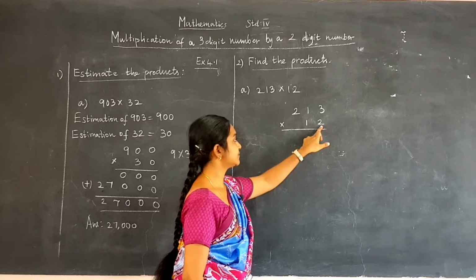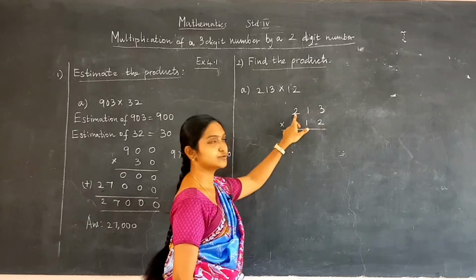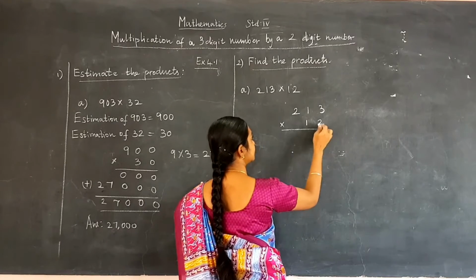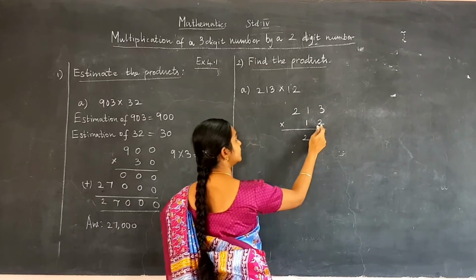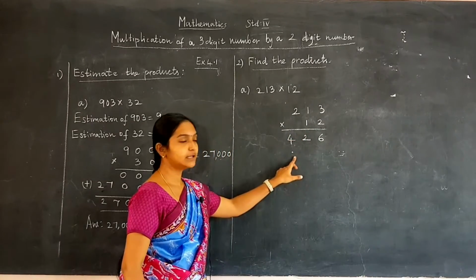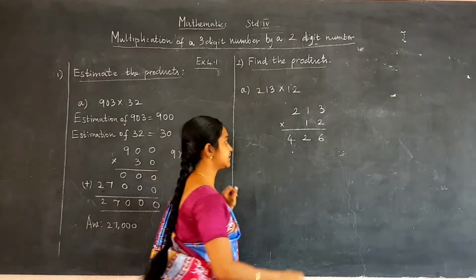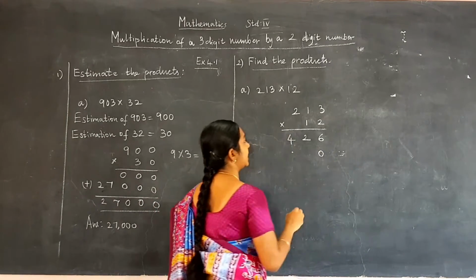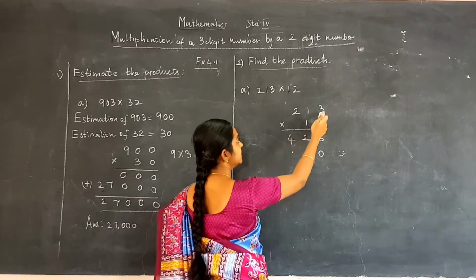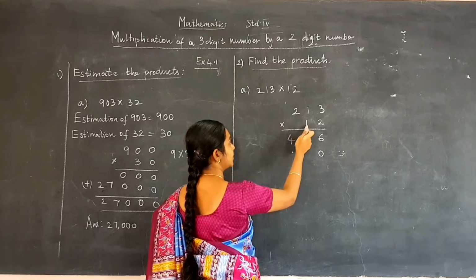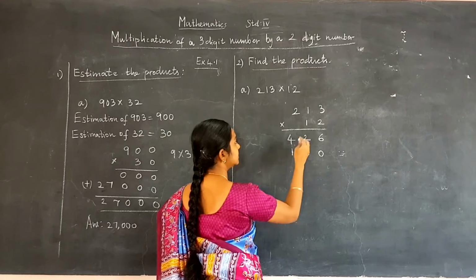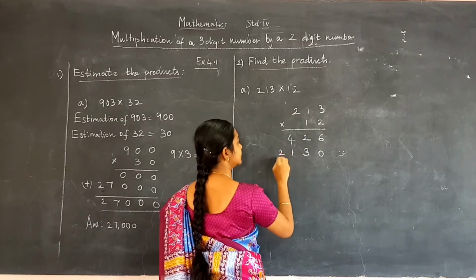With 2 we are going to multiply 3, 1 and 2. 2 into 3 will be 6, 2 into 1 will be 2, 2 into 2 will be 4. Next we are going to write the second line. So we have to put 0 in the first place and then start multiplying. We have to multiply 1 with 3, 1 and 2. 1 into 3 will be 3, 1 into 1 will be 1, 1 into 2 will be 2.